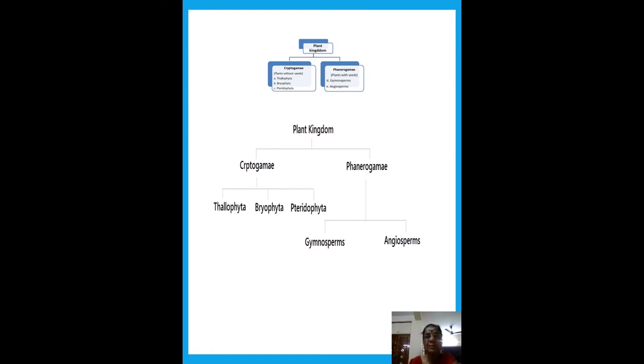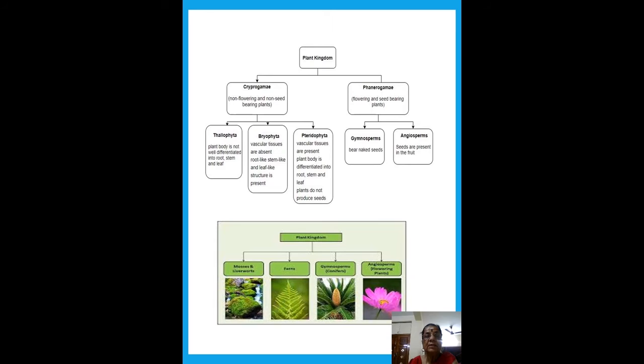We have studied the classification of the plant kingdom: cryptogamy and phanerogamy, and then Thallophyta, Bryophyta, Pteridophyta, Gymnosperm and Angiosperm. Next, I will explain in detail with the features and figures. Cryptogams are non-flowering and non-seed bearing plants, whereas phanerogams are flowering and seed bearing plants. In phanerogams, Gymnosperms have naked seeds, whereas in Angiosperms, seeds are present inside the fruit.